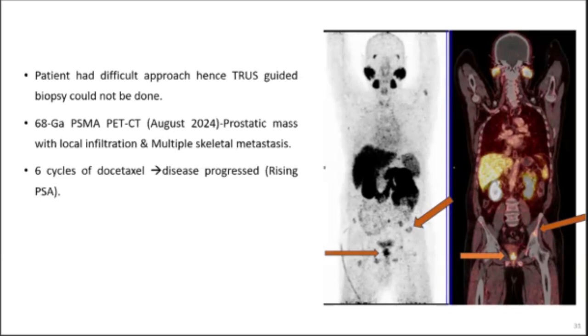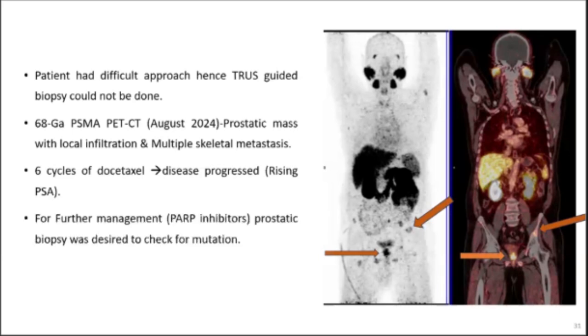So the patient underwent 6 cycles of docetaxel. However, the disease progressed owing to the rising serum PSA levels. So for further management, to start PARP inhibitors, a prostatic biopsy was desired to check for mutation.